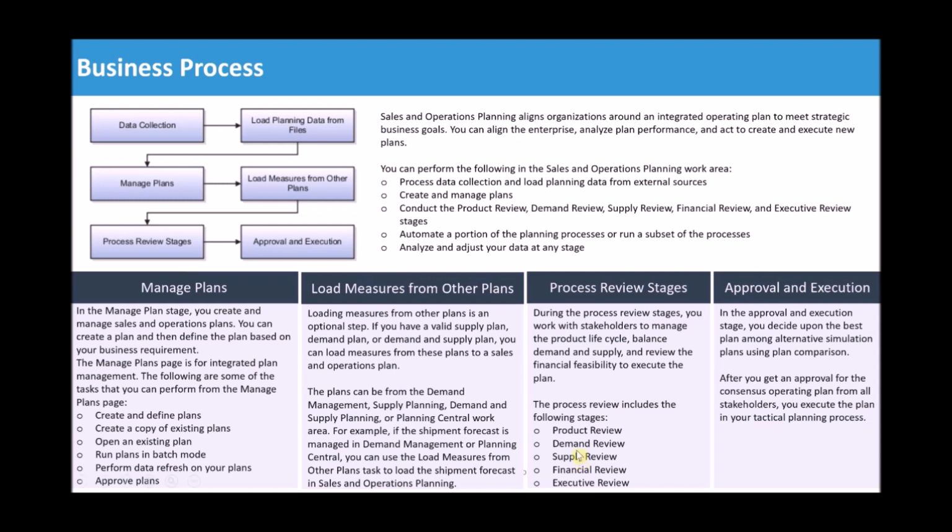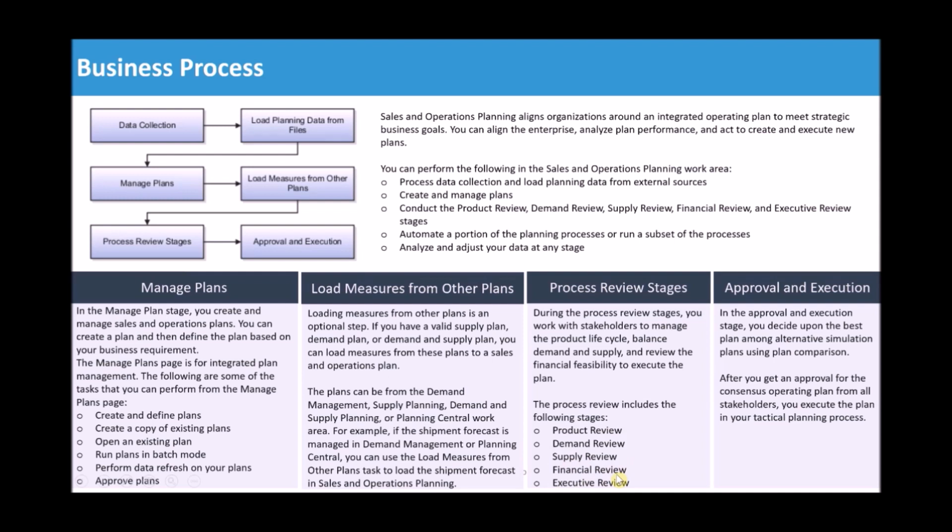Like when you are completing the product review stage, whoever is responsible for the product review stage will do their activities, then it will go to the demand review, and whoever is responsible for demand review will do their activities and approve it, then it will go to the supply review. In this way you follow all the processes, and finally, when all the departments have done their activities, it goes to the senior management.